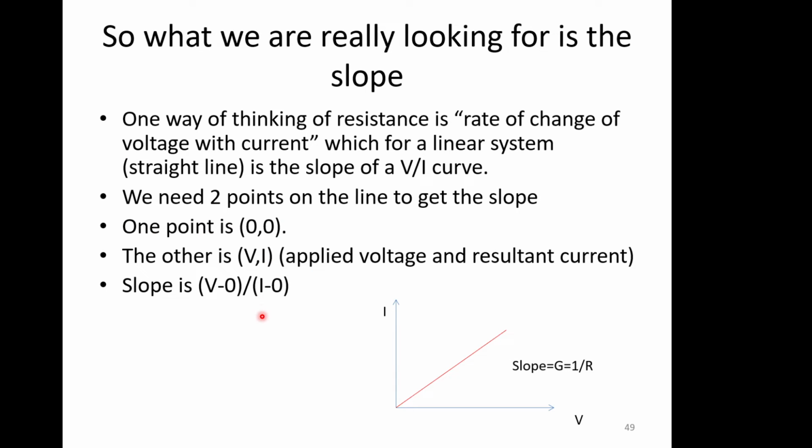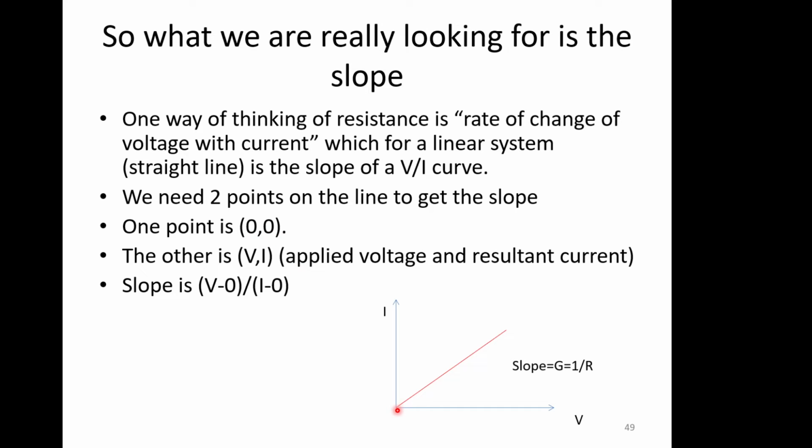So this brings us to quite an interesting concept, and it asks us to think about resistance a bit more, because what we're looking for is the slope, since that's defined by the resistance and we're trying to find the resistance. One way of thinking of resistance is the rate of change of voltage with current. If we change the voltage, how quickly does the current change and in what form? If it's a linear system, it's a straight line, giving us the slope of a straight line. One point of such a line is always 0, 0.